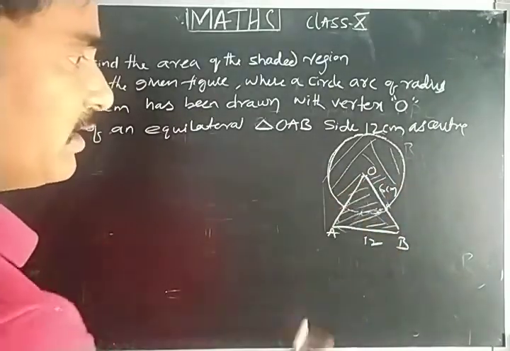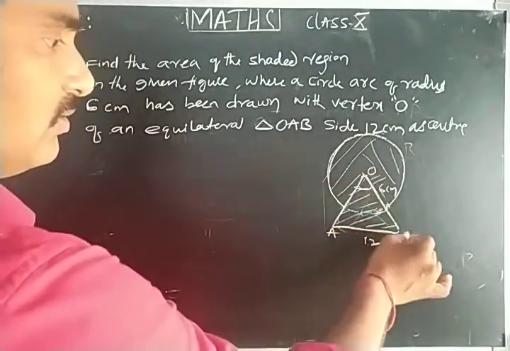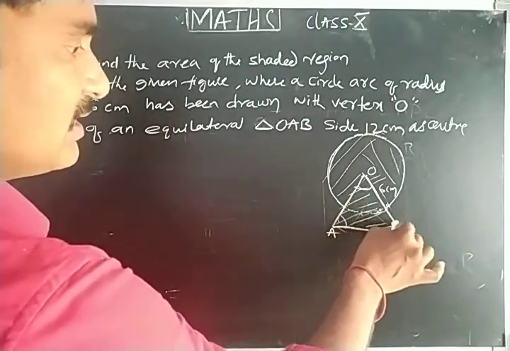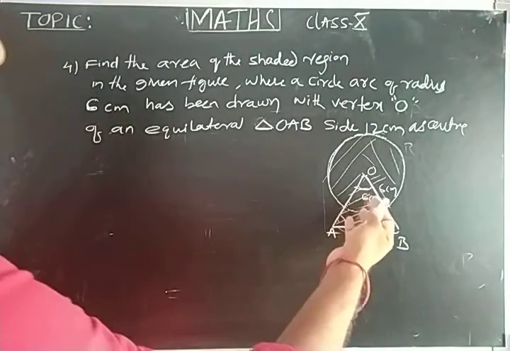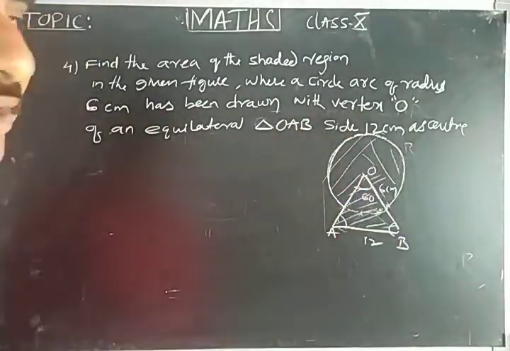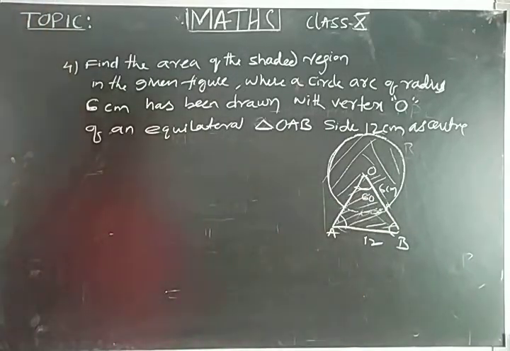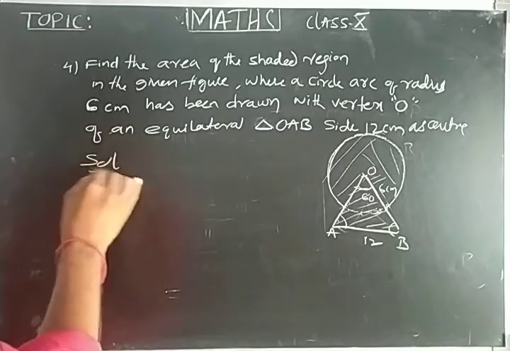How to get sector area? If you know the angle at the center. And we know this triangle is equilateral, and in equilateral triangle every angle is 60 degrees. So angle is 60 degrees. Angle is not given, but the triangle is equilateral. Now we can find the sector area, circle area and triangle area also. Right. Let us write given information.